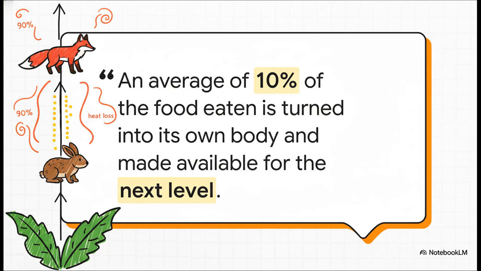But here's a really crucial point. Does all the energy from one level move to the next? No, it doesn't. And this is explained by the 10% law. It states that on average, only about 10% of the energy from one trophic level is actually passed on to the next. Most of the energy is lost.